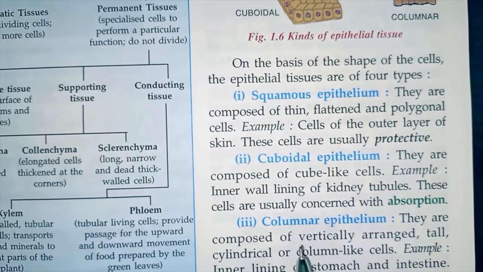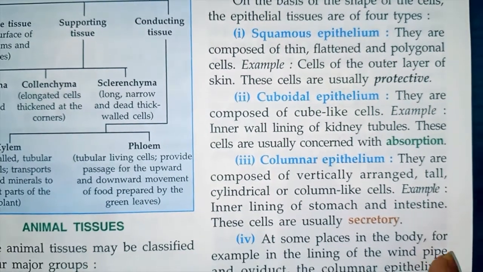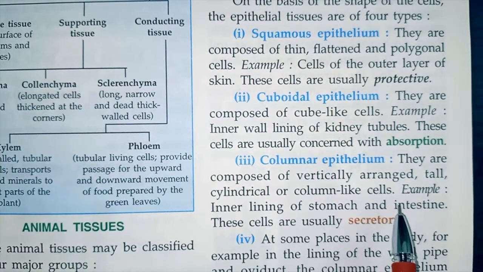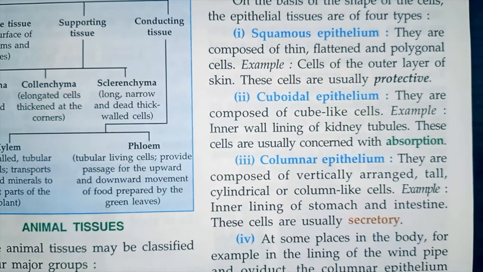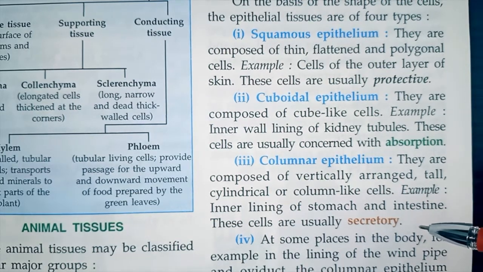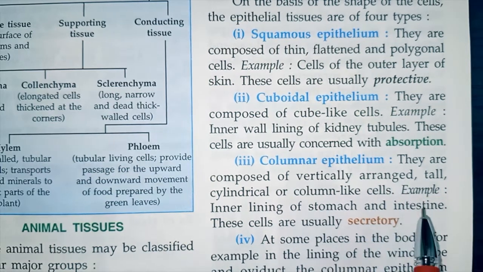Now number 3, columnar epithelium. They are composed of vertically arranged tall cylindrical or column-like cells. Example, inner lining of stomach and intestine. These cells are usually secretory. So what is the function of columnar epithelium? They help in secretion. And where are they present? What is the example? They are present in the inner lining of stomach.